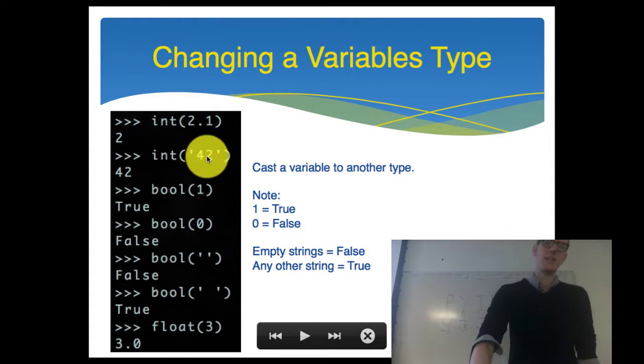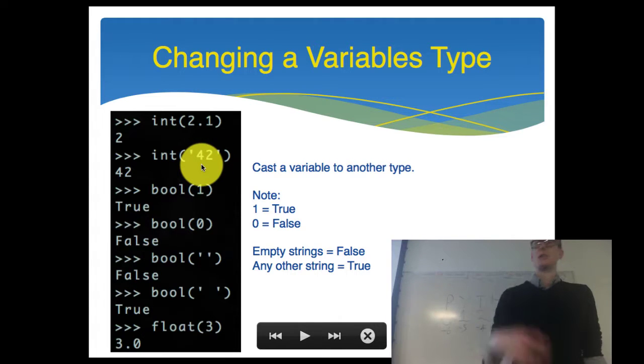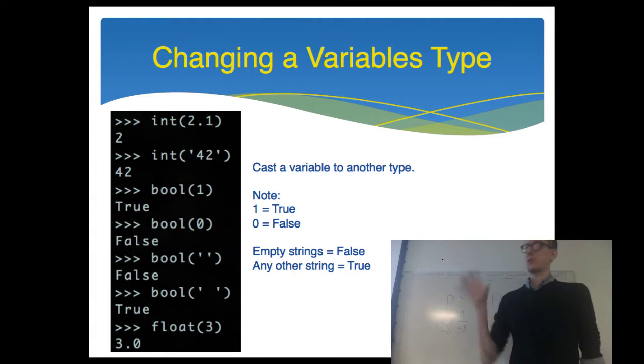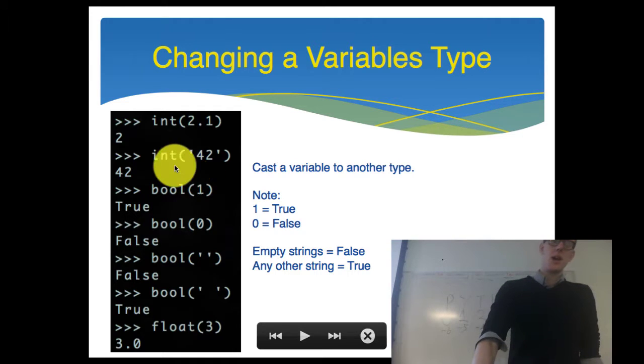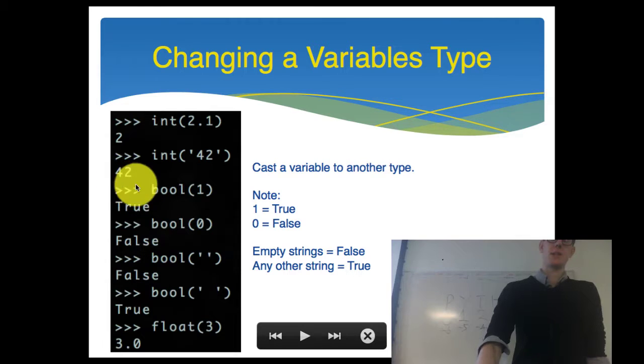So if I had a data type that's a string, and I try and do some multiplication, we know that we're just going to get the string repeated, but if I want to actually do maths on that number, I then do int, which will convert it to an integer, and now I can do maths on it. So now it's actually a number.